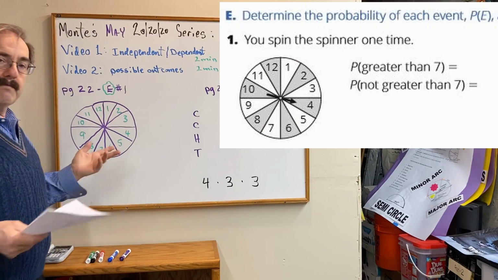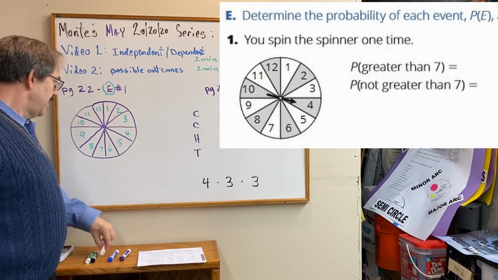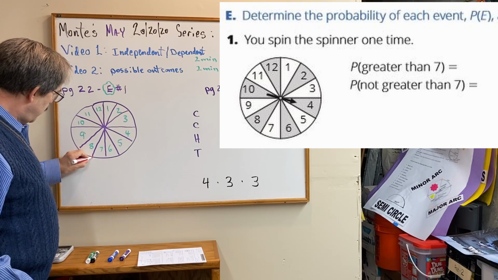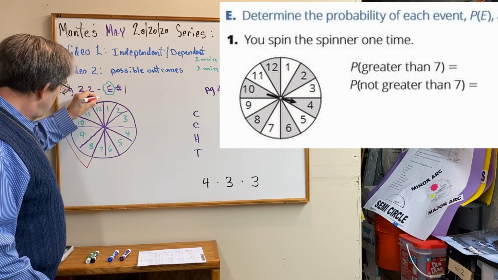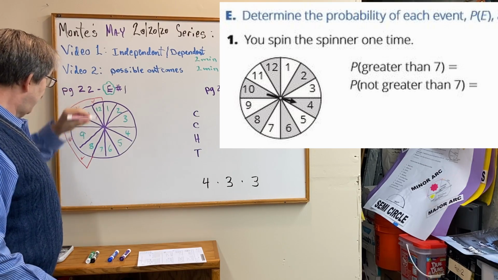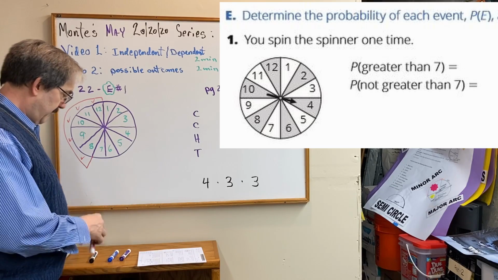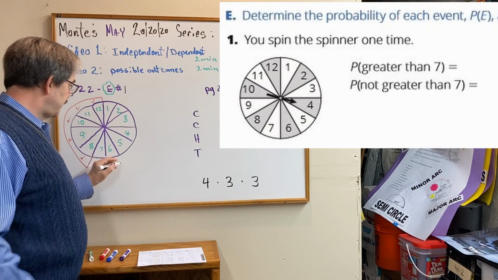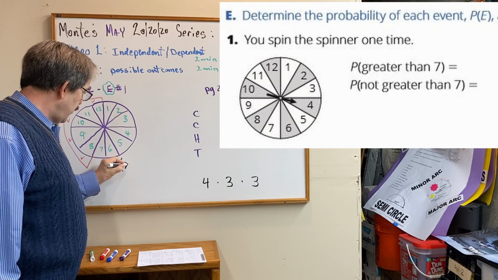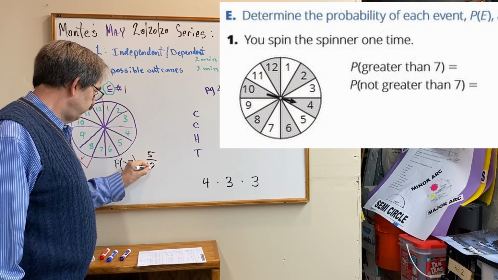Okay, what's the probability of greater than 7? Don't overthink it. Greater, greater than, not equal to. From here to here. That's 1, 2, 3, 4, 5. Probability greater than 7? 5. The probability greater than 7 is 5 of 12. Done.